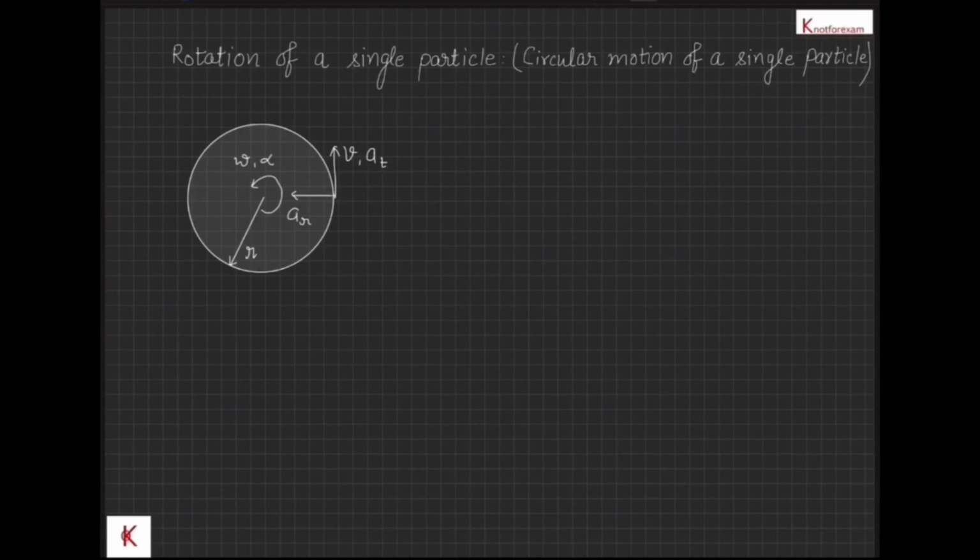Then the scalar relations between these physical quantities are: v is equal to omega r, at is equal to alpha r, ar is equal to omega square r, or v square by r. Further, to understand rotational mechanics, it is required to know the vector relations in circular motion. Let's discuss vector relations in circular motion.